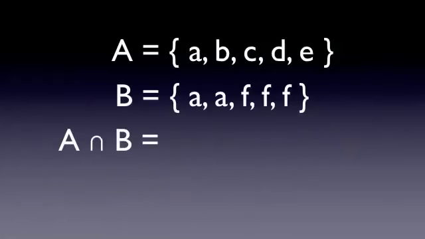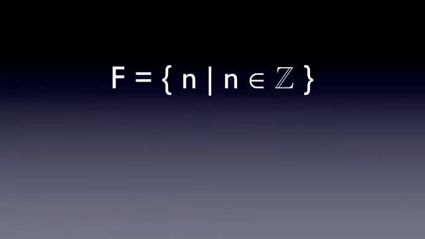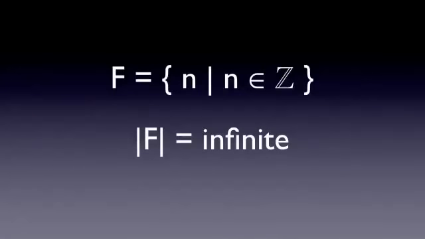What about the intersection of A and B? Well, it looks like there's only one element that is shared by both sets, so the cardinality of the intersection of A and B is just 1. Here's a more abstract example. In this case, F is equal to n, such that n is an element of the set of integers. So what's the cardinality of F? Since the set of integers is infinite, the cardinality of F is also considered infinite.